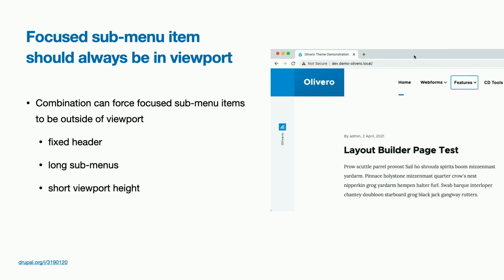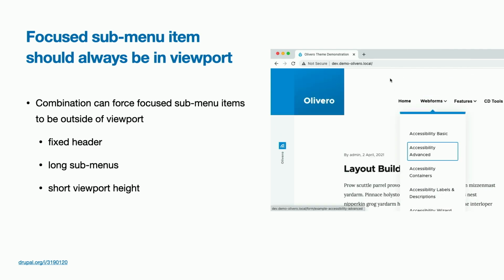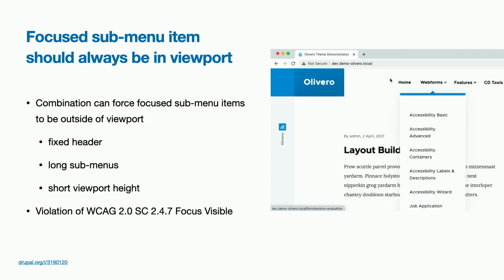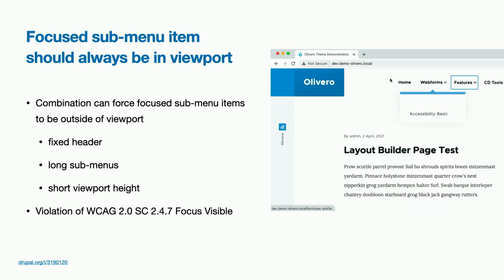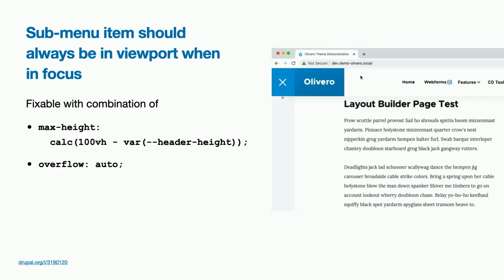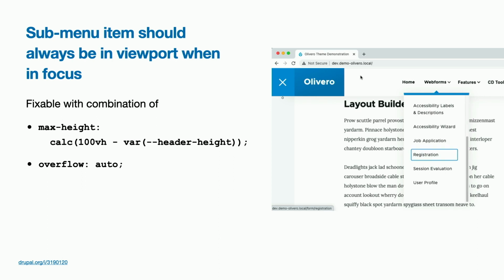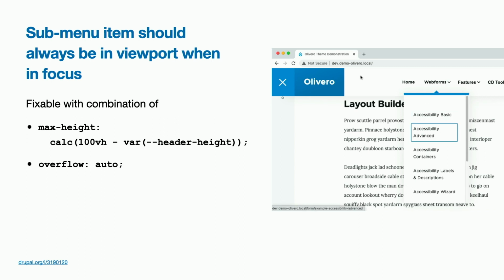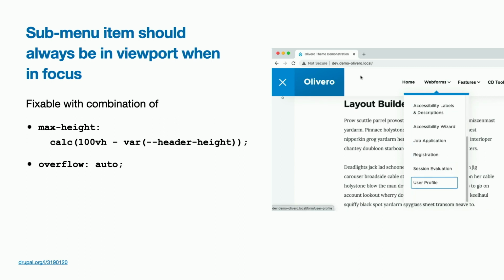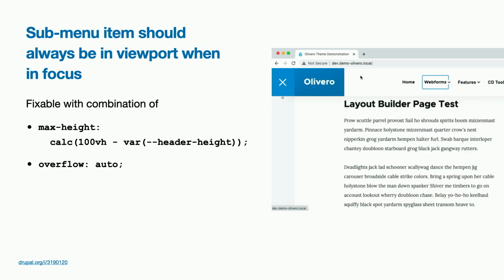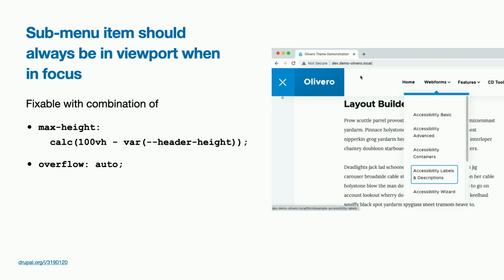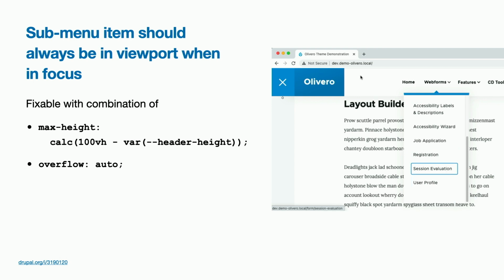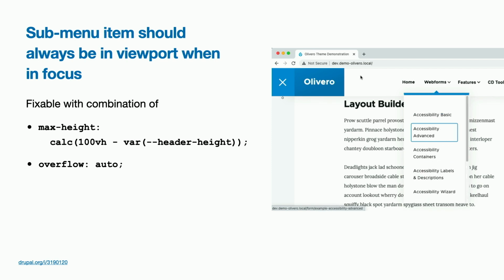If you focus those items, you can't see what's focused right here. And once again, that's a violation of our good old friend Focus Visible. So the solution for this was a little bit of a CSS solution. We set the max height of that container a little bit shorter than the viewport, and then we have overflow auto, which creates that little scroll bar right there. So no matter what, even on a very short screen, you can still scroll down to those, even if they're wide. And I think that's kind of cool.